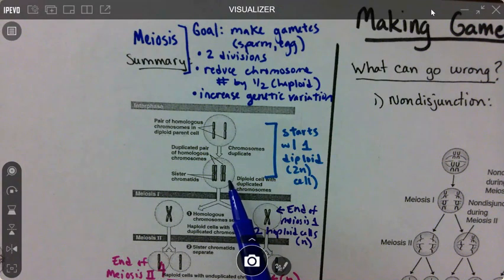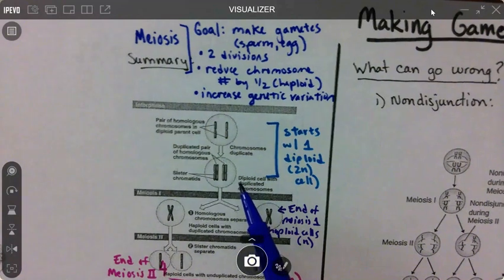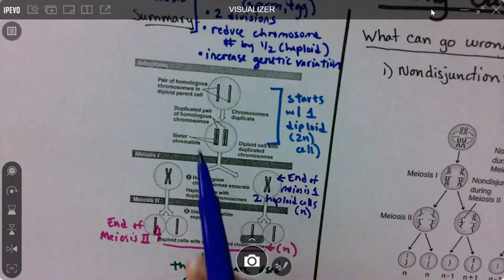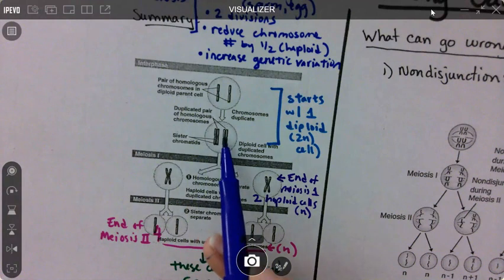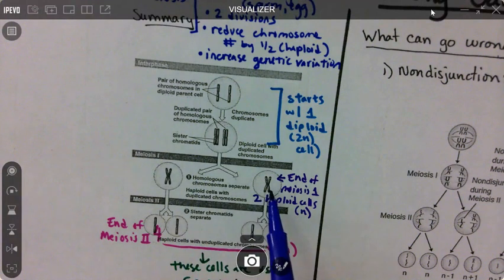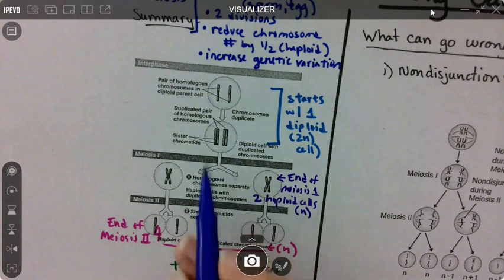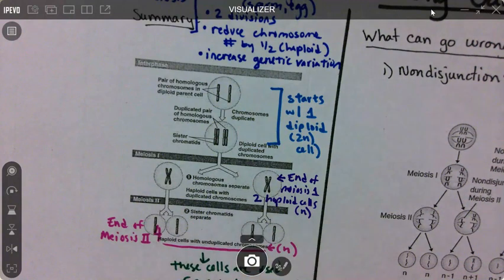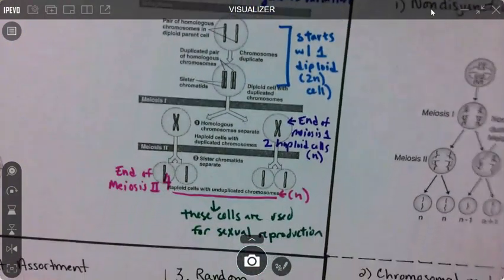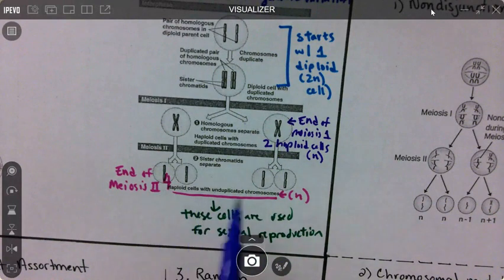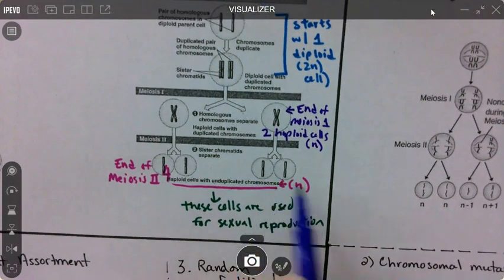During meiosis 1, this cell splits its chromosomes in half so that two daughter cells are created, but they have half the number of chromosomes as the original cell. You see 2 chromosomes here, and each of these cells only has 1 chromosome. So we end meiosis 1 with 2 haploid cells. In meiosis 1, the homologous chromosomes separate. In meiosis 2, the sister chromatids separate, and so you end up with 4 haploid cells with unduplicated chromosomes.